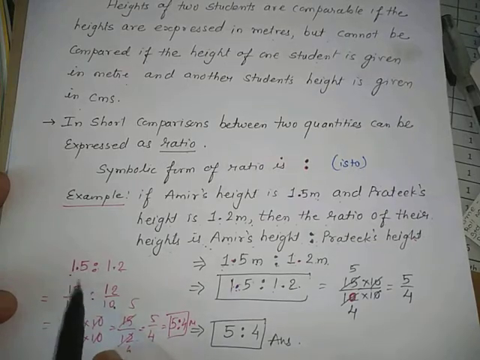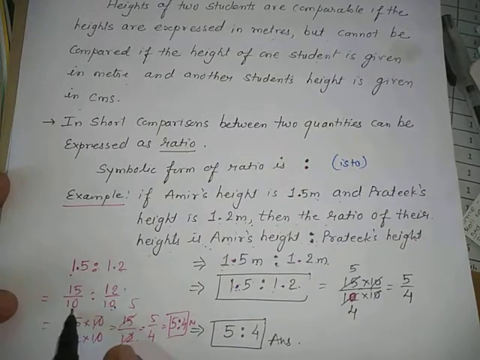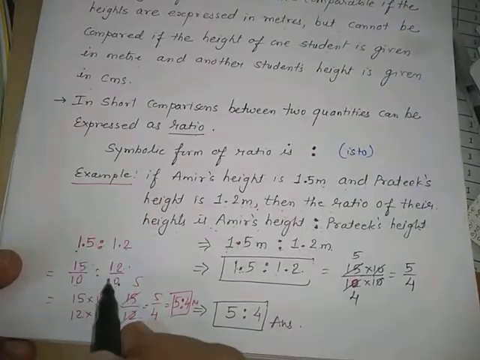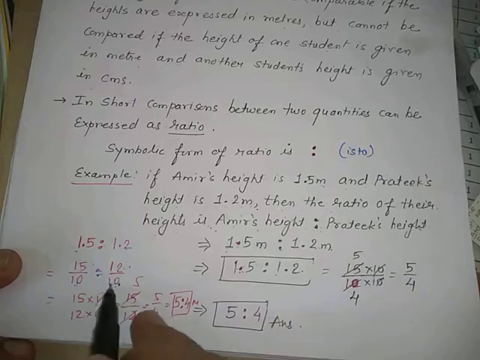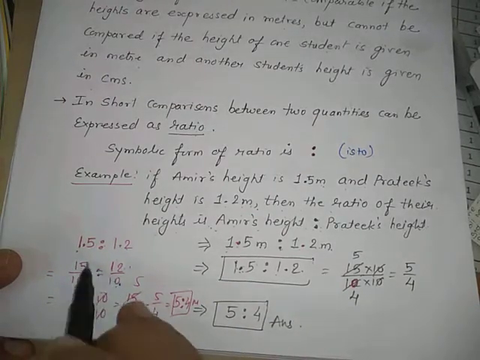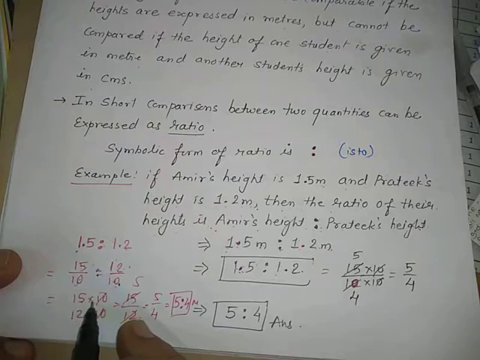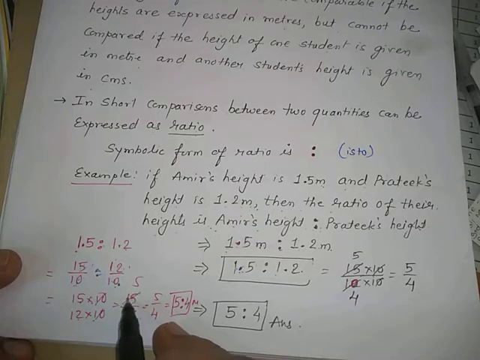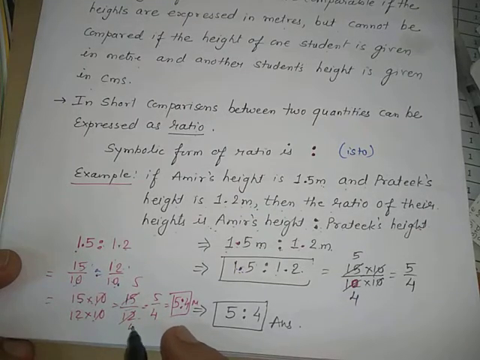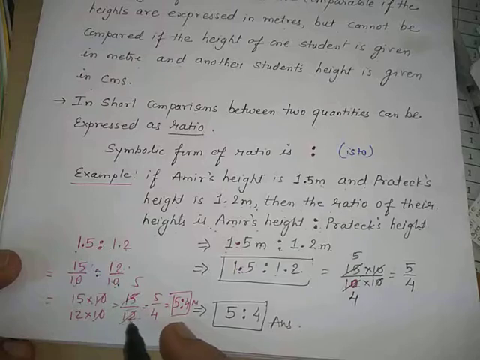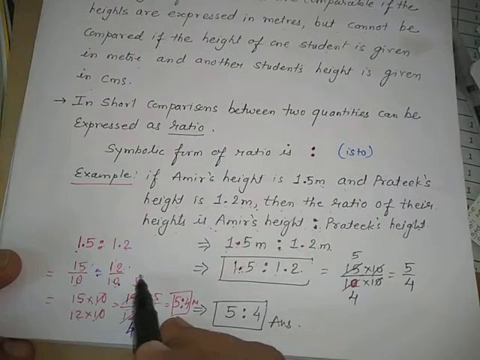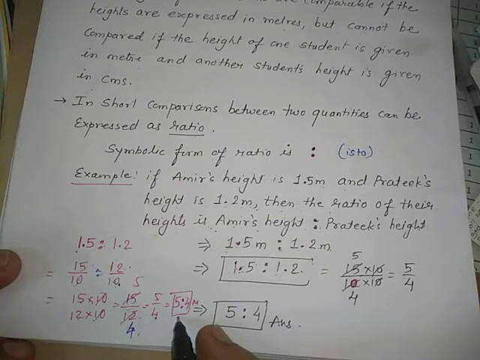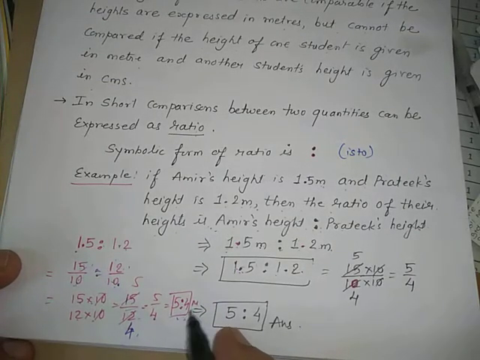Okay, so we remove the decimal point, and we can write 15 by 10 and 12 by 10. Then we know that here it means equal to, so cross multiply, this goes up and this goes there, so it will be 15 into 10 and 12 into 10, so 10 gets cancelled and you will get 15 by 12. Both are divisible by 3: 3 fives are 15 and 3 fours are 12, so 5 by 4 we can write in ratio form, that is 5 is to 4.